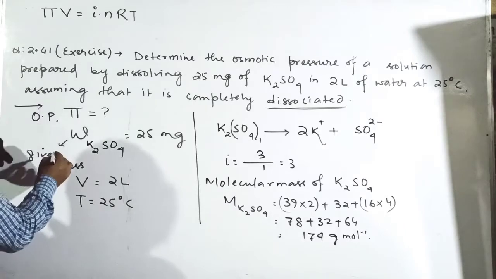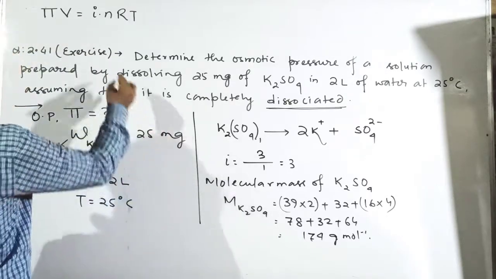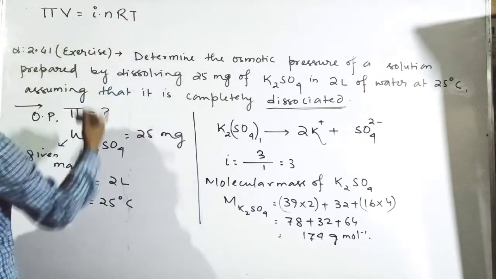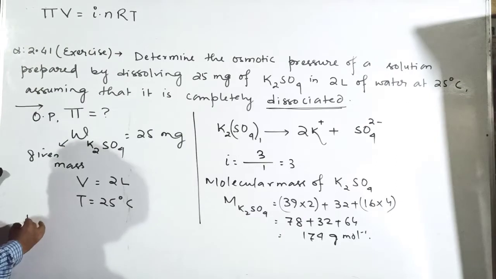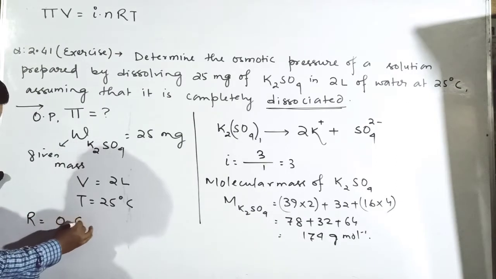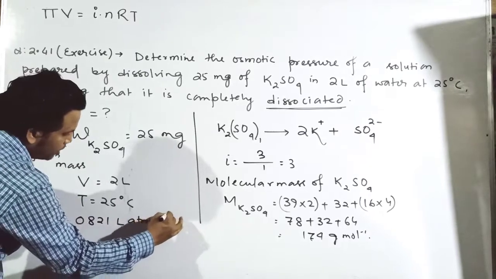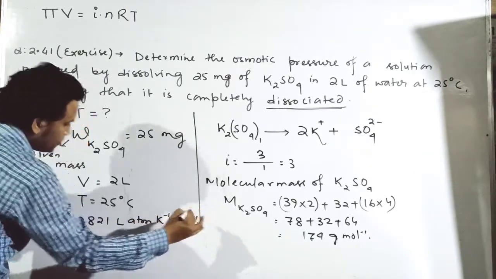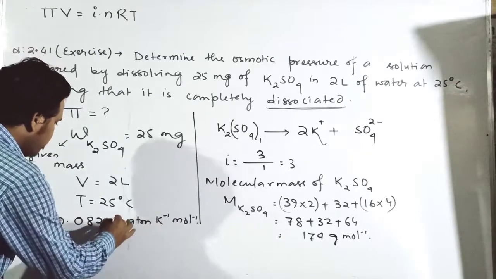Pi we have to calculate. V is given. i is found to be 3. n R. What is n? Given mass by molar mass. R. What is the value of R? 0.0821 liter atmosphere per Kelvin per mole.